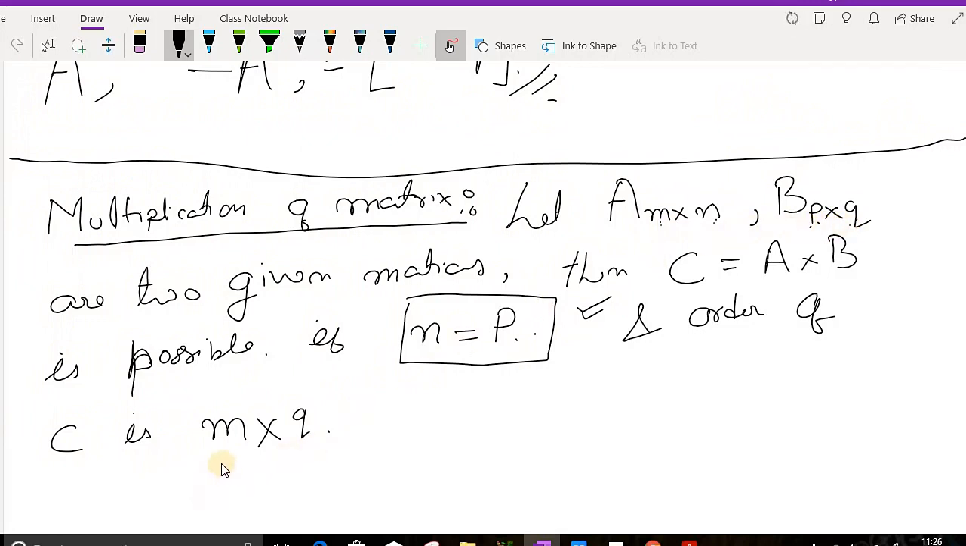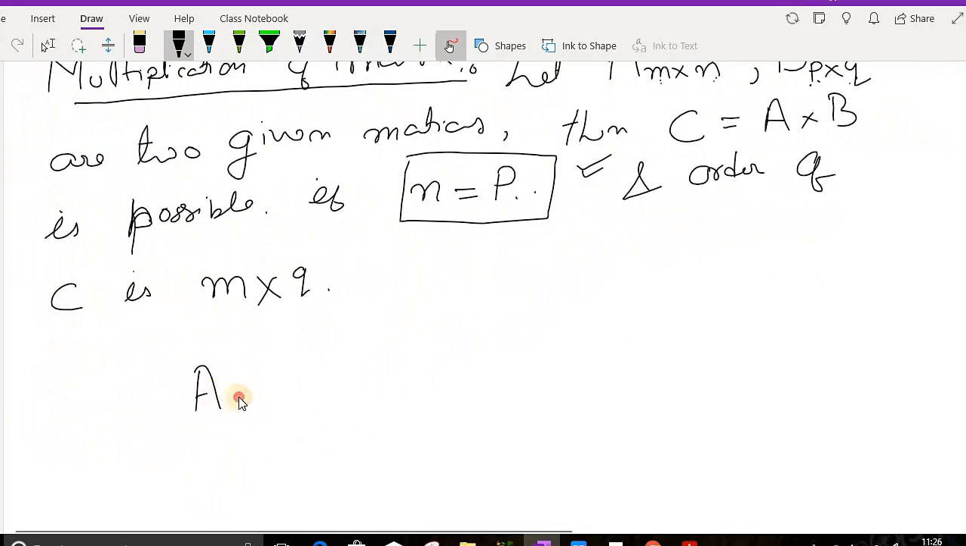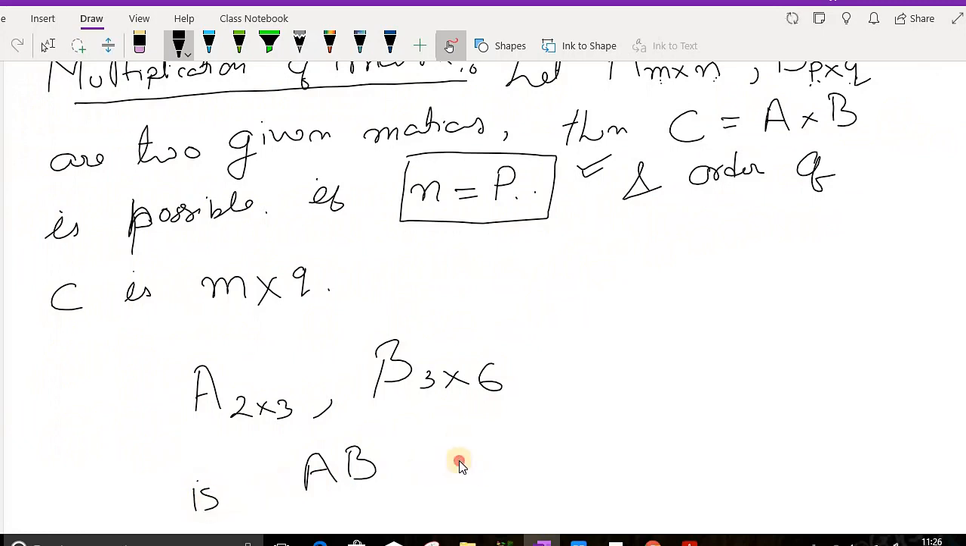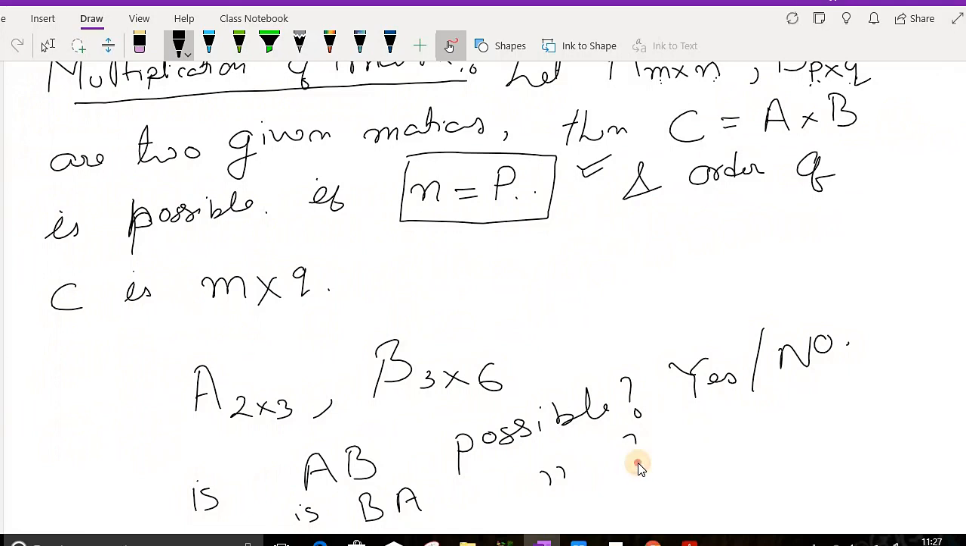Okay, got the point? So if I write A as 2 by 3 and B as 3 by 6, is A B possible? Yes or no? Next question is, is B A possible?